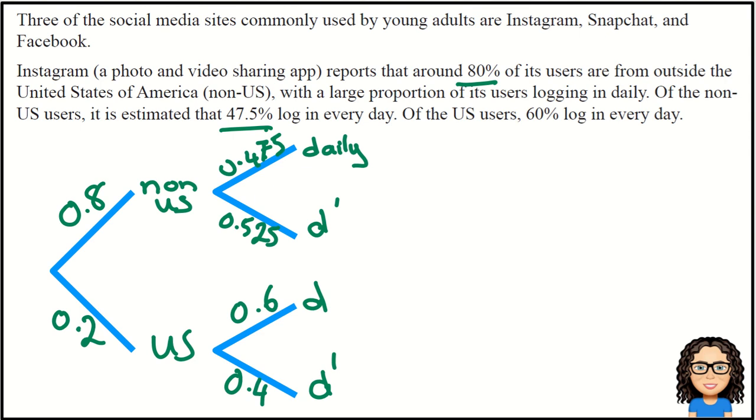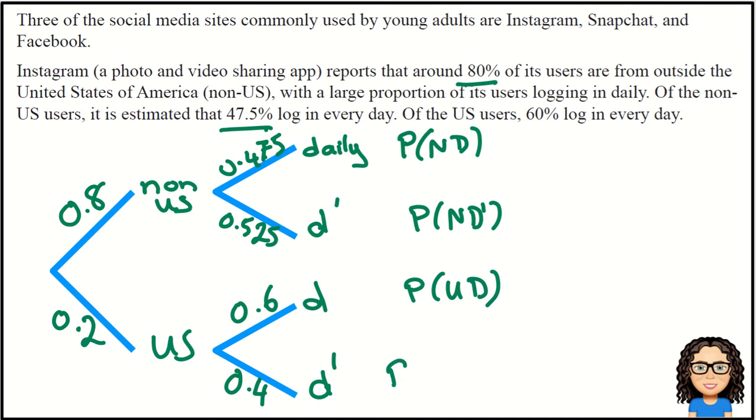What I need to do now is work out all the combinations, the AND probabilities. So I've got my different combinations: my non-US and daily, my non-US and not daily, my US and daily, and my US and not daily. Those are my 4 combinations. When we are multiplying along the branches, that's how we're going to work out our combination probabilities.